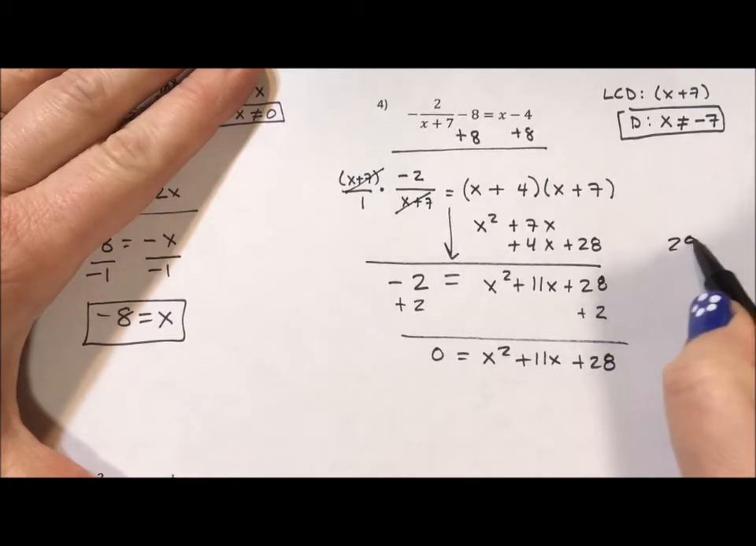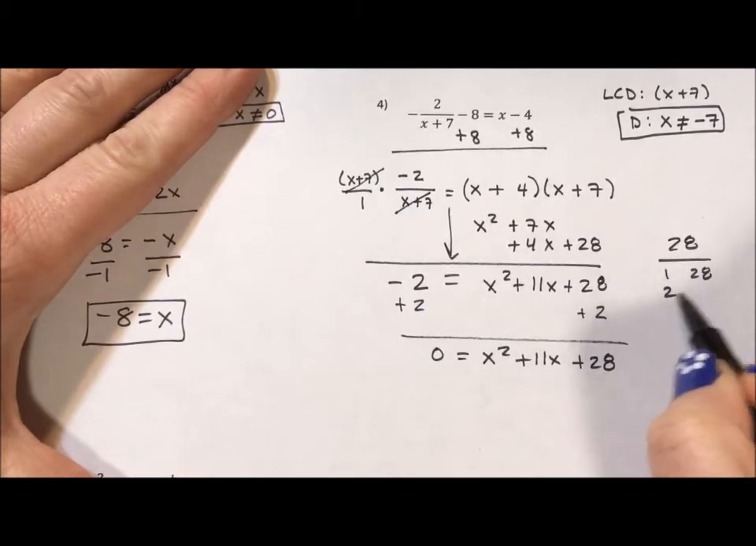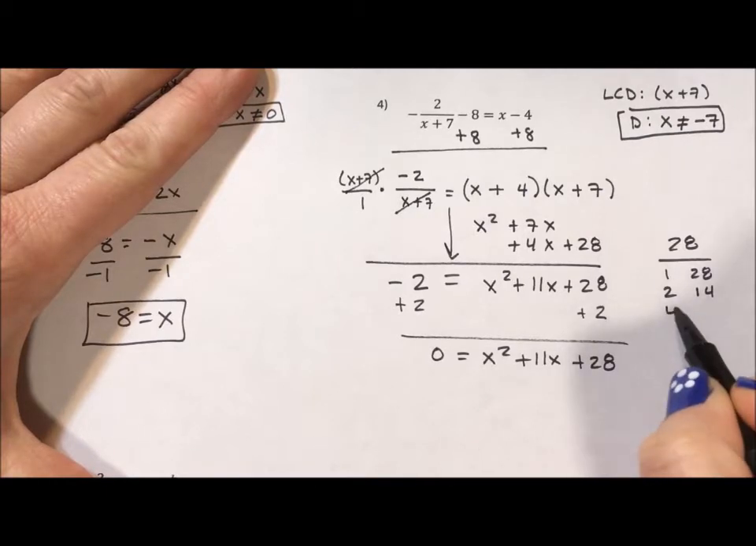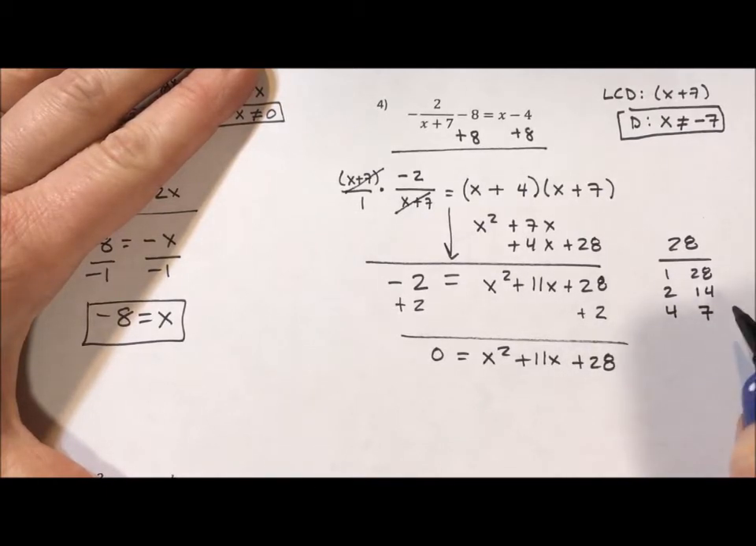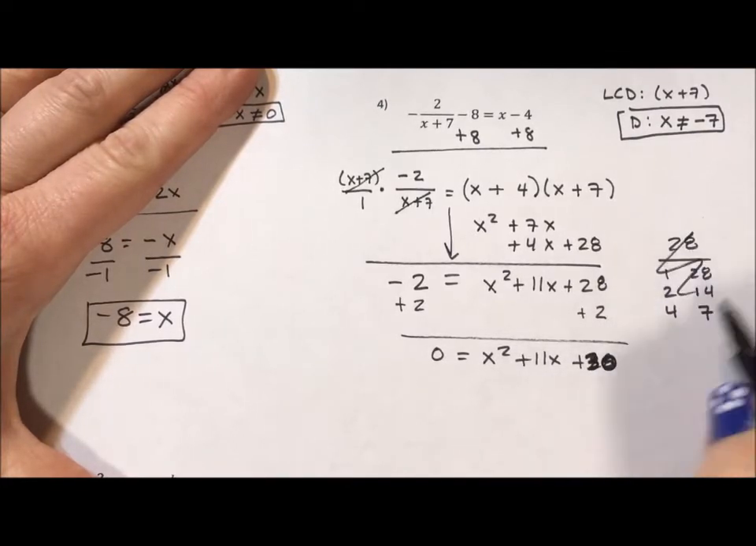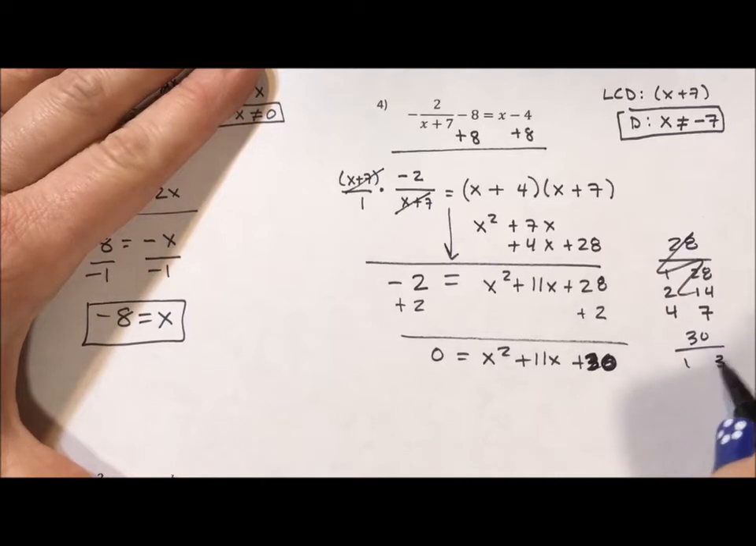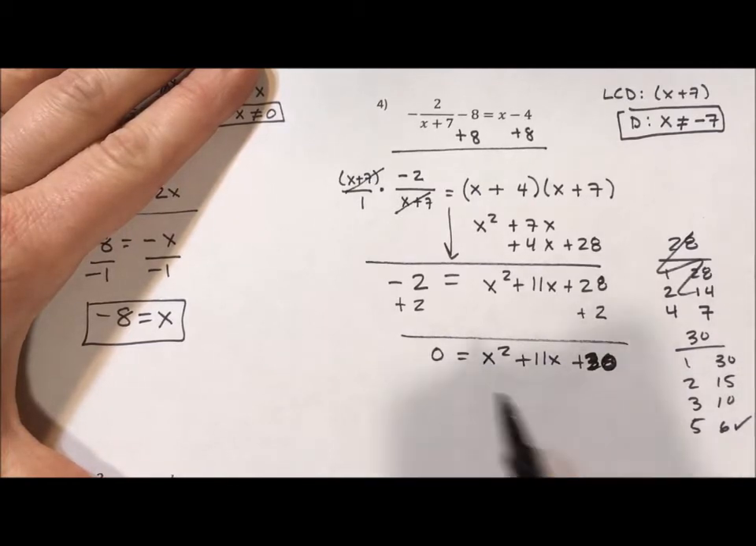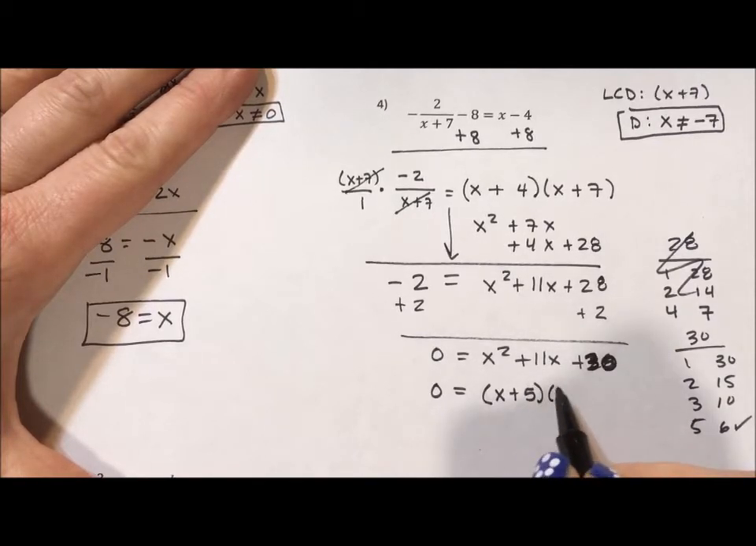Let's see, 28: 1 and 28, 2 and 14, 4 and 7. I didn't add them. 30. Let's try this again. 1 and 30, 2 and 15, 3 and 10, 4 and... 5 and 6. There we go, 5 and 6. That looks better. So 0 equals x plus 5 times x plus 6. Now, the only way that this is 0 is if x is equal to -5 or -6.